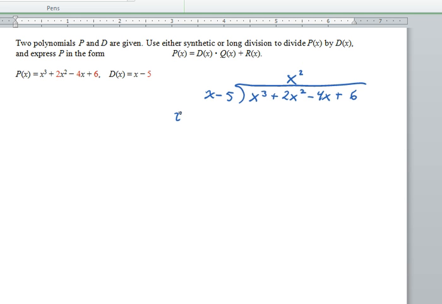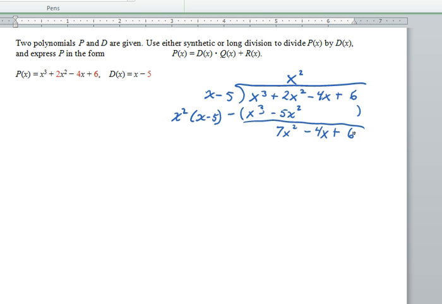Now we take x squared times x minus 5. You don't have to write this down. And that is x cubed minus 5x squared. Now we're going to subtract. The x cubes neutralize each other. 2x squared minus a negative 5x squared will give us 7x squared. 4x minus 0 is negative 4x, and 6 minus 0 is 6.